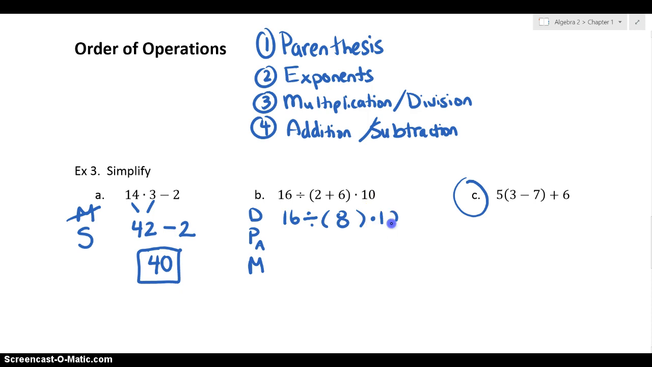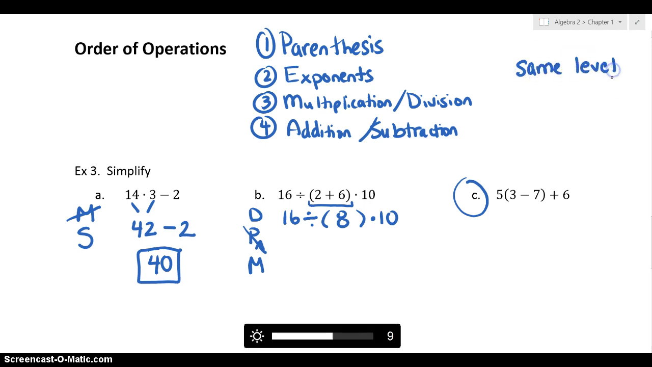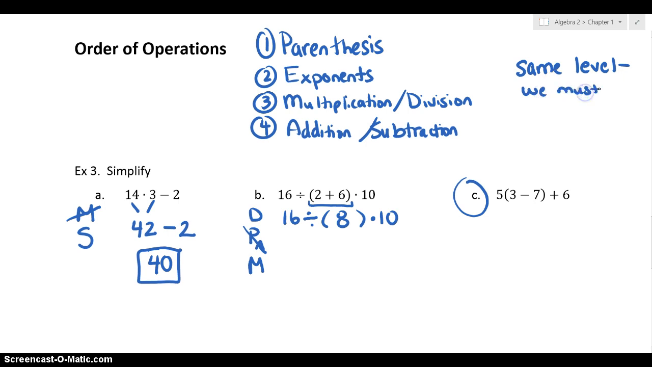And then I'm going to bring everything else down. So right now we just took care of the parentheses. So that's gone. Now we have division, and we have multiplication. Well, if I look at this, multiplication and division are level 3. They're the same. So when it's the same level, I'm going to write, when it's same level, we must move from left to right.